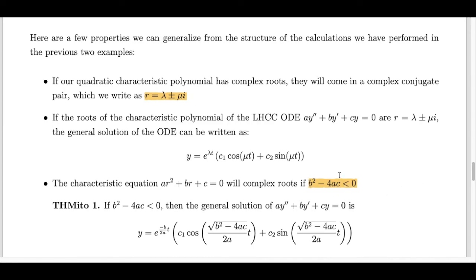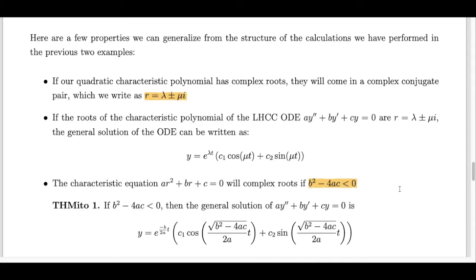This should be pretty clear when you write out the structure of the quadratic formula, and you notice that this quantity, b squared minus 4ac, is a quantity that's under the square root. So when this quantity is negative, that will lead to complex roots.